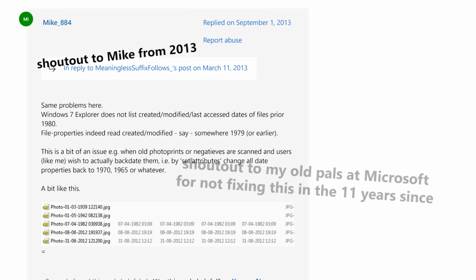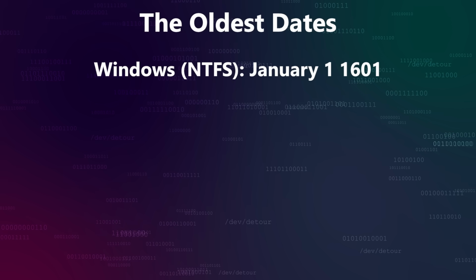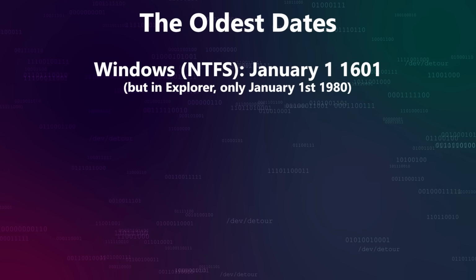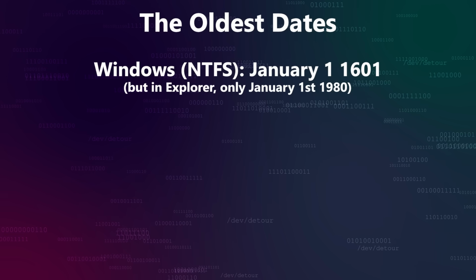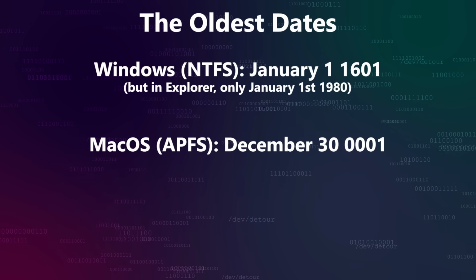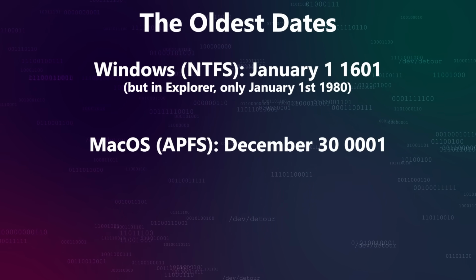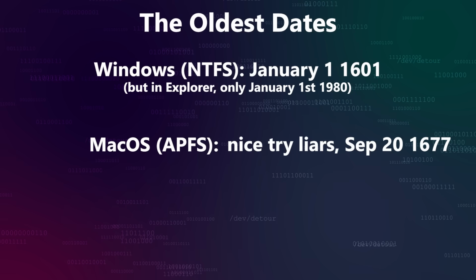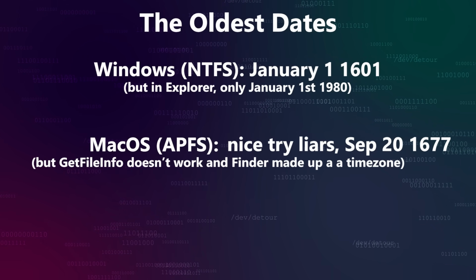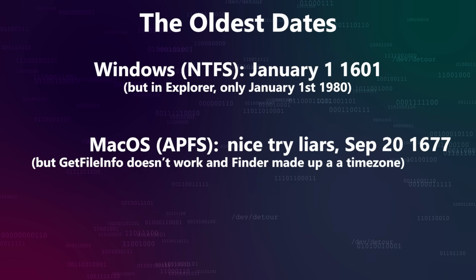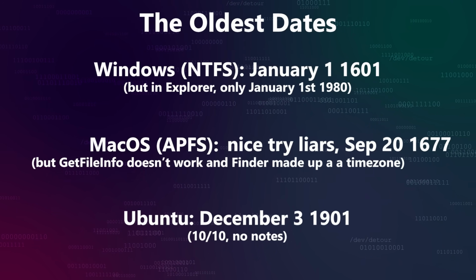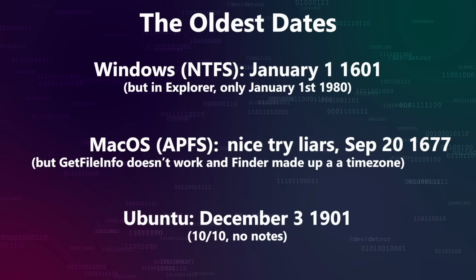So, Windows can represent dates as far back as January 1st, 1601, but File Explorer only shows from January 1st, 1980 onwards, because MS-DOS, I guess? macOS claims that it can represent dates in the distant past, which apparently means December 30th in the year 1, but it can really only represent dates as far back as September 20th, 1677. Swift can show that date properly, but LS doesn't, and in Finder there's something super weird with the time zones going on. And as always, Linux is perfect and can do no wrong, supporting timestamps back to December 13th, 1901 in the terminal and file browser with no issues.